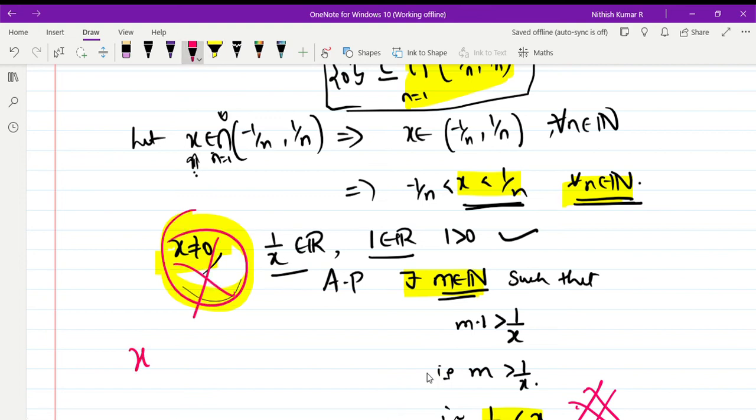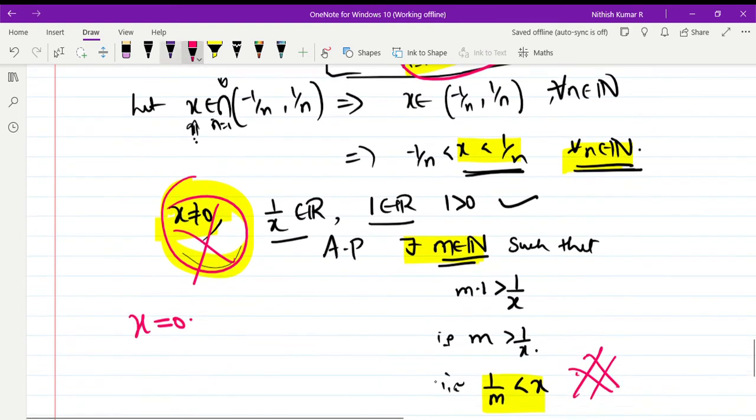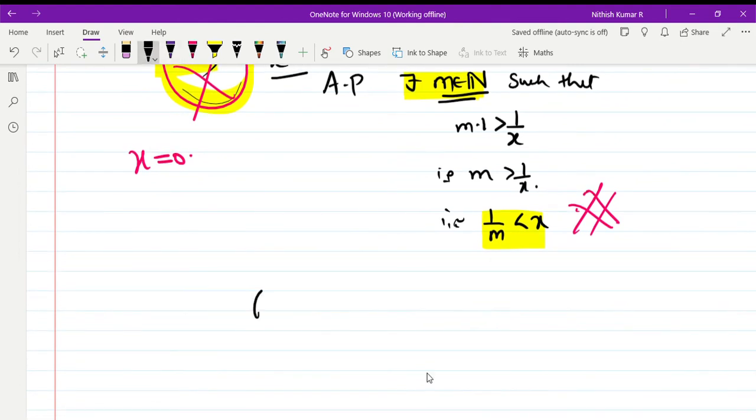Therefore x must be equal to 0. This says this intersection contains only the singleton set {0}. That is, we have the intersection of the open intervals (-1/n, 1/n), where n ranges from 1 to infinity. It contains only the singleton set {0}. Moreover, the set is equal to the singleton set {0}.